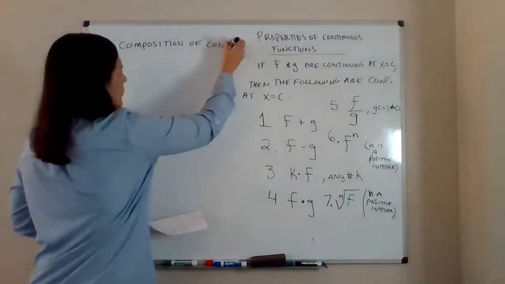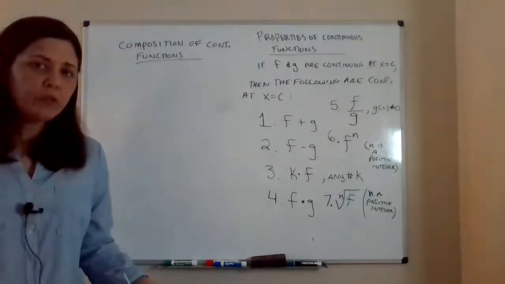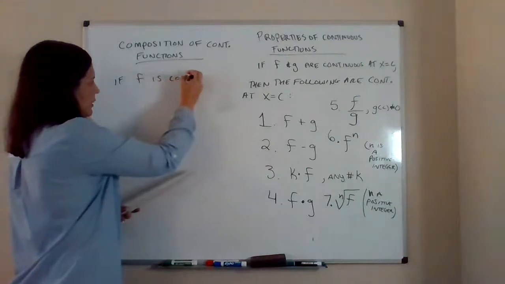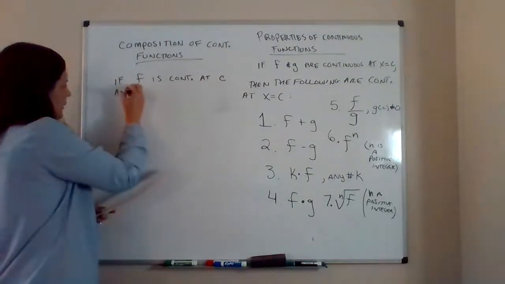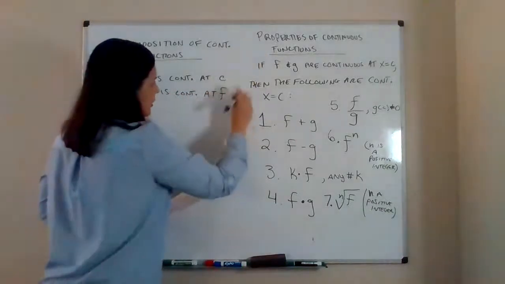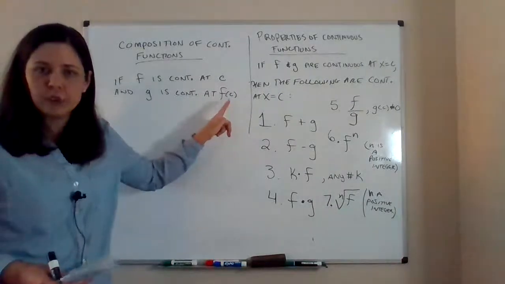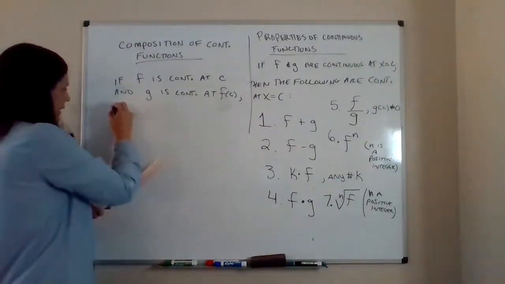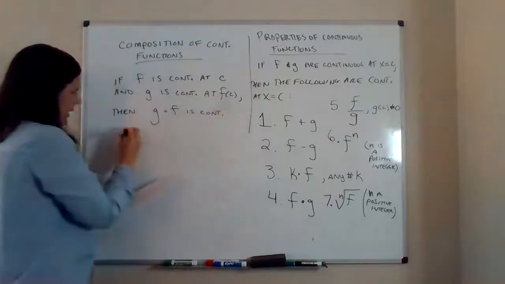I'm going to abbreviate continuous. So, composition of continuous functions. When I'm composing a new function from two continuous functions: if f is continuous, abbreviating again, continuous at C, and G is continuous at f of C. Okay, there's a reason why I put f of C. It has to do with the composition I'm about to do. So f is continuous at C, G is continuous at f of C, then G composed of f is continuous at C.